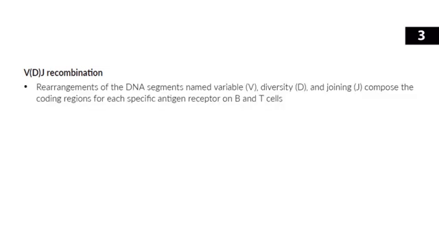VDJ recombination is the rearrangement of specific segments of DNA, which are called the variable V segment, the diversity D segment, and the joining J segment. These segments compose the coding regions for each specific antigen receptor on B and T cells. So this process explains not only antibody variability, but also the variability in antigen specificity we see with T cell receptors. Any protein on a B cell or T cell that's binding to an antigen is going to be created from this VDJ recombination process.